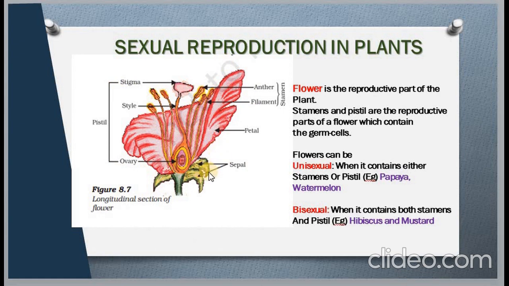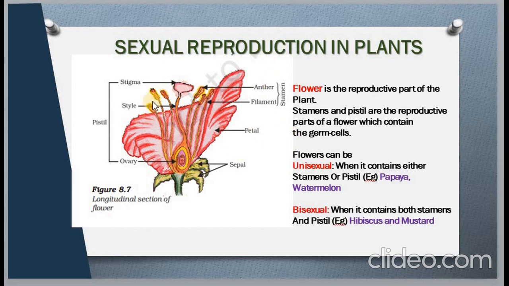The outermost, which is sepal, also known as calyx. Inner to sepal you have petals, also known as corolla. And the third inner whorl is the stamens, composed of the male cells of the flower, and the innermost whorl is the female part which is also known as pistil.